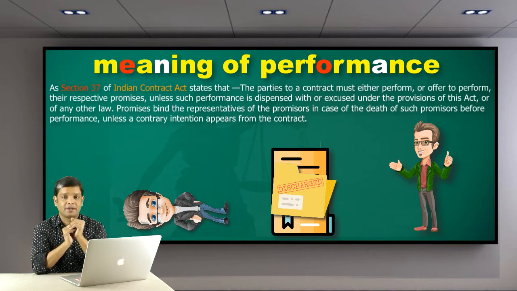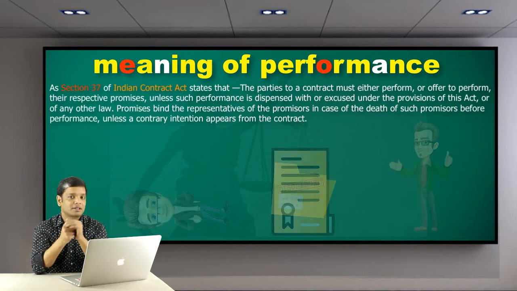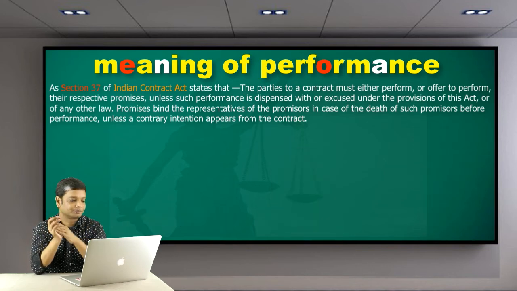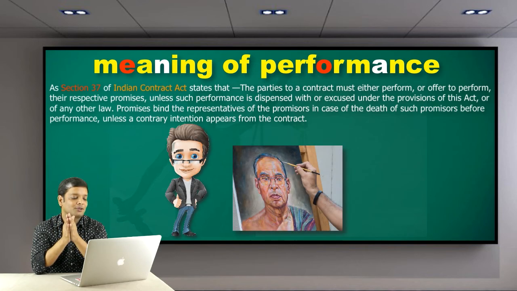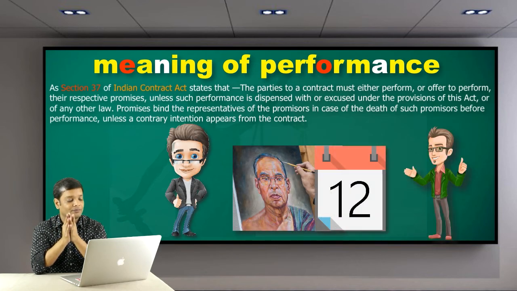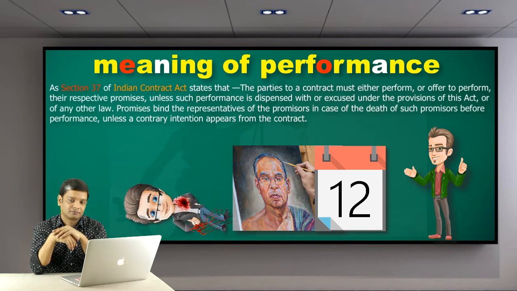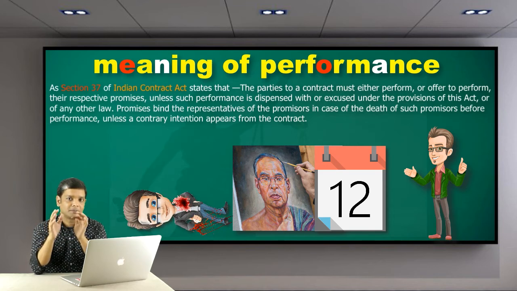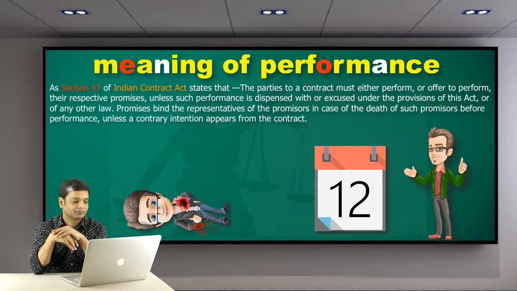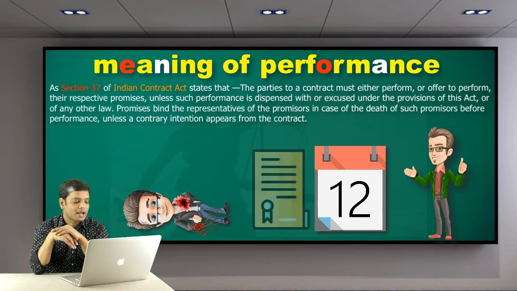But the second aspect, let's check out through this second example. It is very interesting because this rule is not applicable everywhere. The second example says: A promises to paint a picture for B by a certain day at a certain price. Fine. A dies before the day, meaning without painting the picture, A dies. The contract cannot be enforced either by A's representatives or by B.